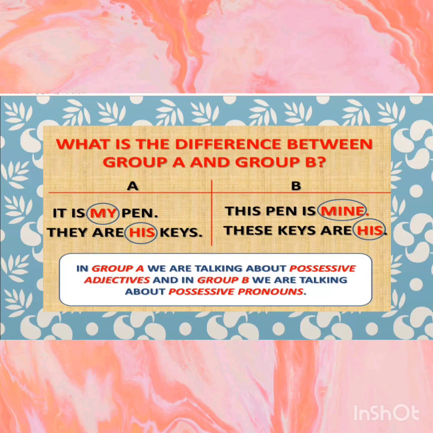And the word mine is placed at the end of the sentence, whereas my is placed before pen. So mine becomes a possessive pronoun. In the same manner, his is placed before keys. And in the next sentence, his is placed at the end of the sentence. So in both the sentences, you can clearly see the differences between the possessive adjectives and the possessive pronouns. In group A, we are talking about possessive adjectives, and in group B, we are talking about possessive pronouns.